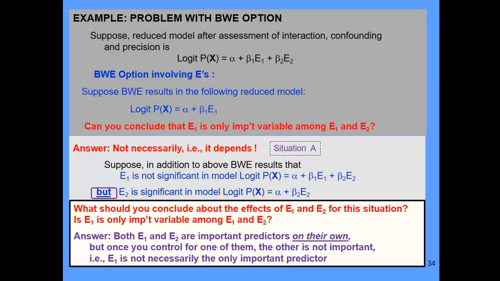Now, that's what I call situation A. Situation A is E2 is significant in this model and E1 is not significant in the model that you started off with, given E1 and E2.